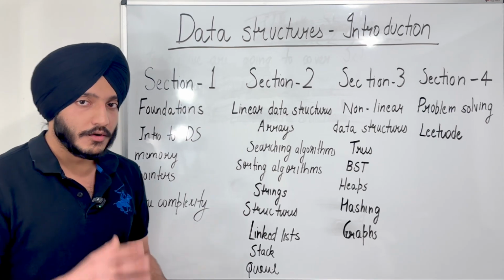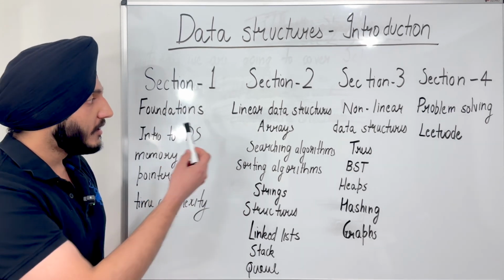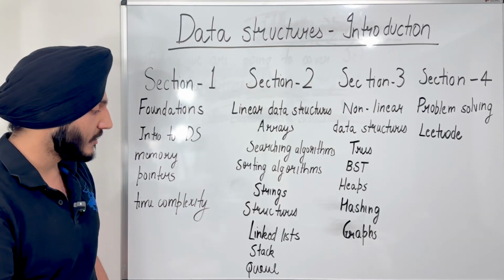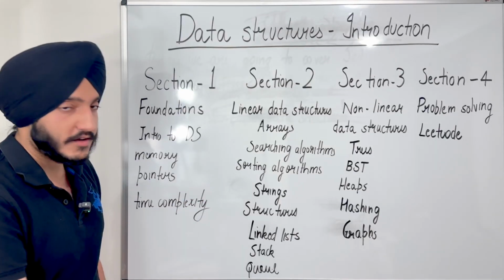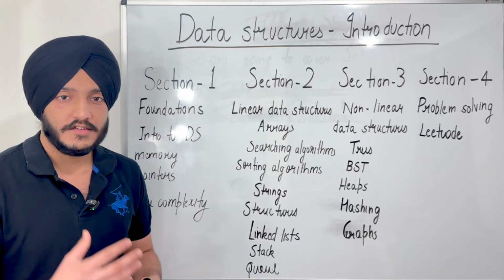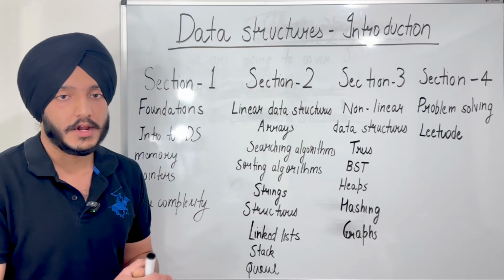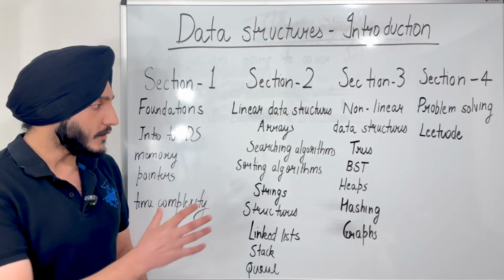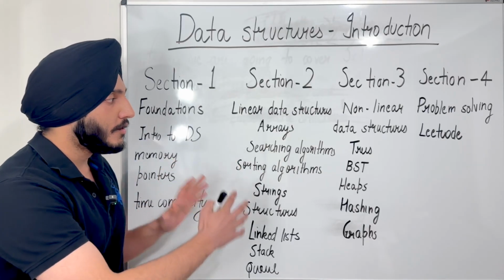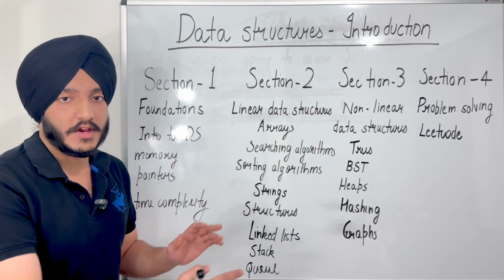So section 2 is going to be all the linear data structures. It's going to be arrays, searching algorithms, sorting algorithms, strings, structures, linked lists, etc. These are simpler concepts in my opinion, so they're easier to understand and easier to implement as well. But we will still cover them in good detail, and I think this will give you guys a good idea and strengthen your basic concepts, right?